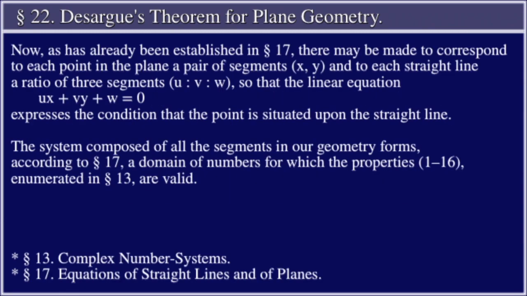Now, as has already been established in section 17, there may be made to correspond to each point in the plane a pair of segments, x and y, and to each straight line a ratio of 3 segments, u, v, w, so that the linear equation ux plus vy plus w equals 0 expresses the condition that the point is situated upon the straight line.